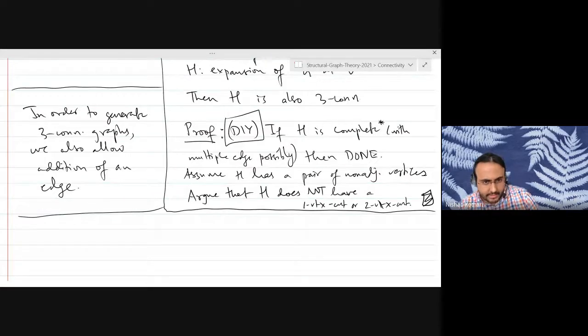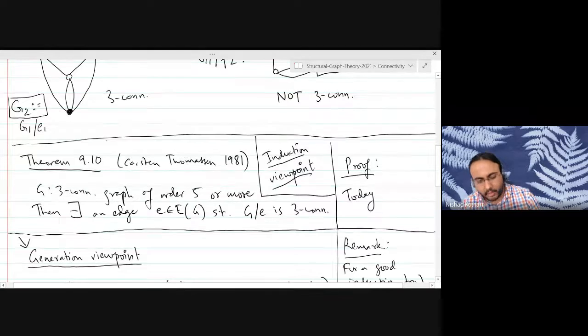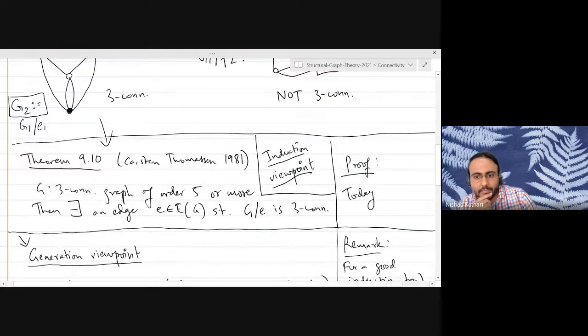What is not clear is that all 3 connected graphs can be constructed in this manner. But that will be handled by Thomassen's theorem that we have not proved yet.